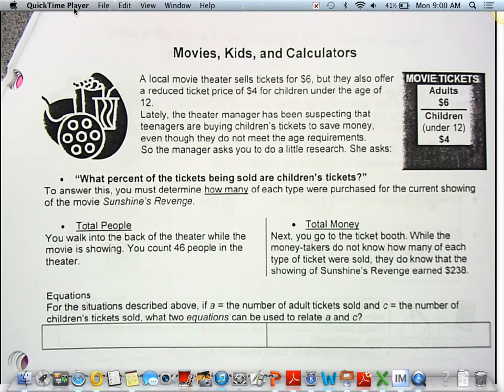Y'all ever buy a child's ticket when you're not a child? I do that. Yeah, but you look like a child. Only some people get away with it.